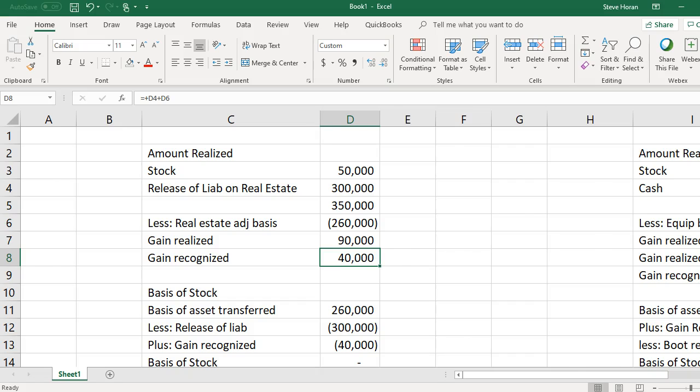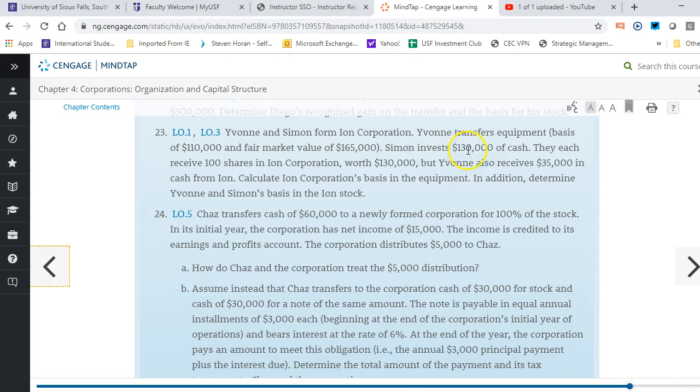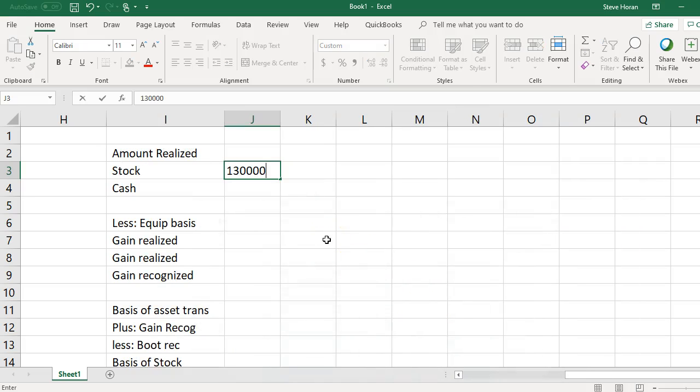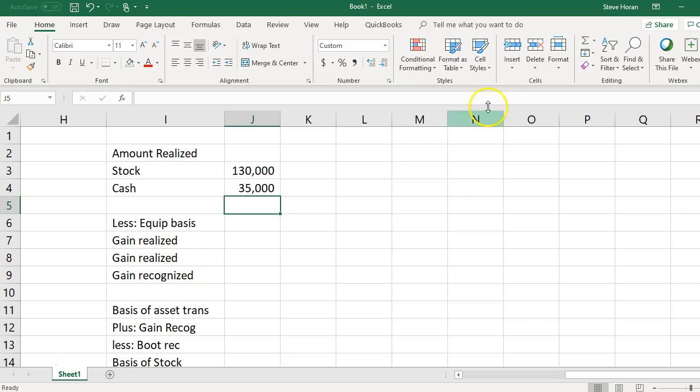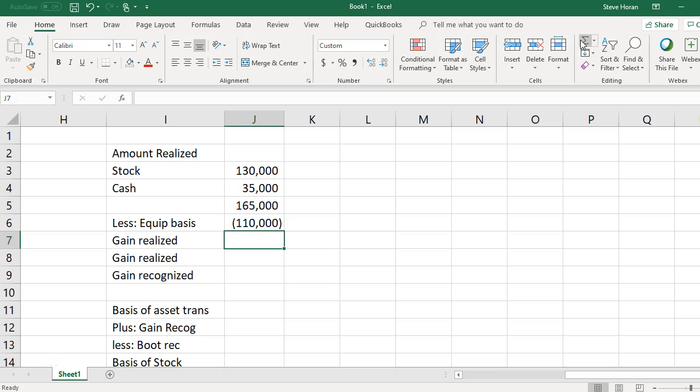So we'll go back to Excel. I've got a little spreadsheet built to do that one also. And so what was realized in this is, we'll go back to the question here, and we've got 130 of stock, and we've got 35 of cash. Okay, so 130 of stock and 35 of cash. So the sum of the two is 165. We subtract from that the basis of the equipment, which was 110, and the difference is a gain.